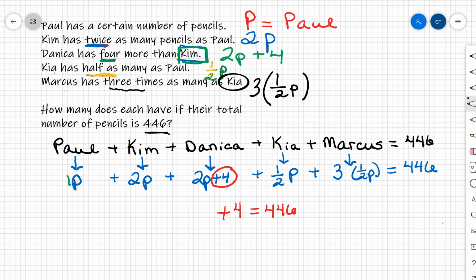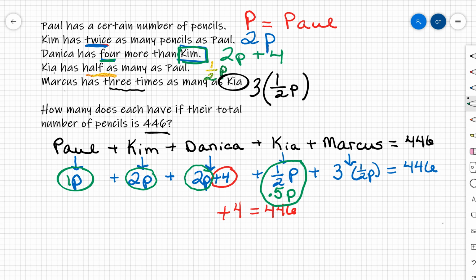All right, so now we need to do the rest of them. This is the same as saying 1P. So 1 plus 2 is 3, plus 2 is 5. Are you with me? Plus a half. And I know a lot of you like to change that to a decimal. So let's do that, 0.5P. Plus, and here I needed to do the distributive property. So 3 times 1/2. Well, if you think about it like money or Oreos, you know, everything in my life is either money or food.